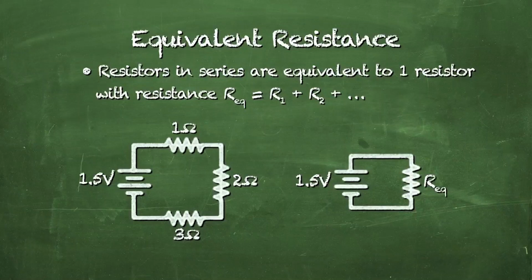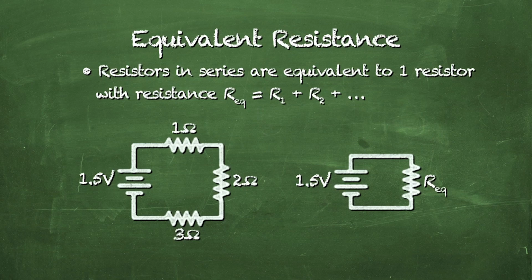Resistors in series are equivalent to a single resistor whose resistance is R equivalent equals the resistance of resistor 1 plus the resistance of resistor 2 plus the resistance of however many resistors you have in series. Now, what does it mean for resistors to be in series? Let's take a look at this circuit.